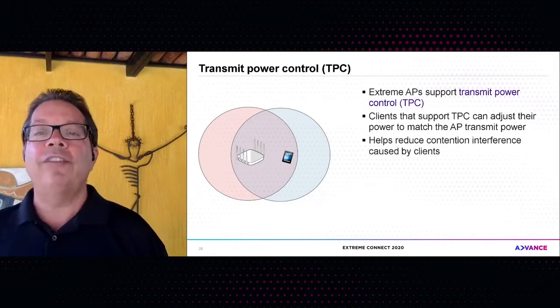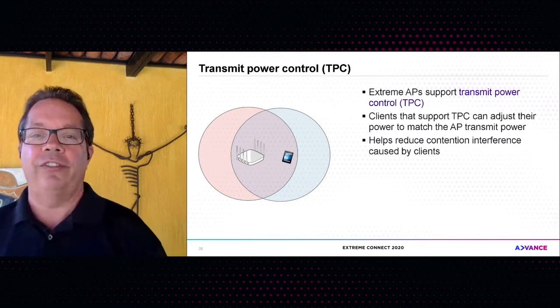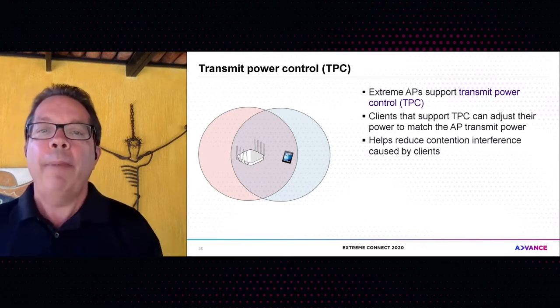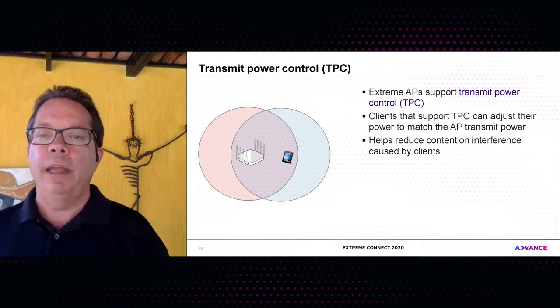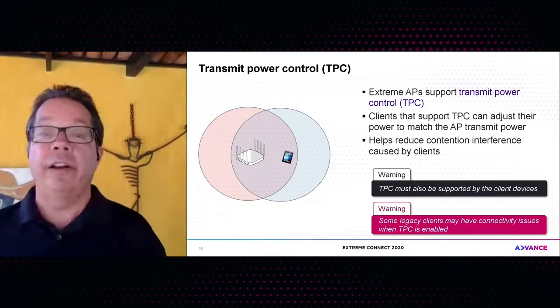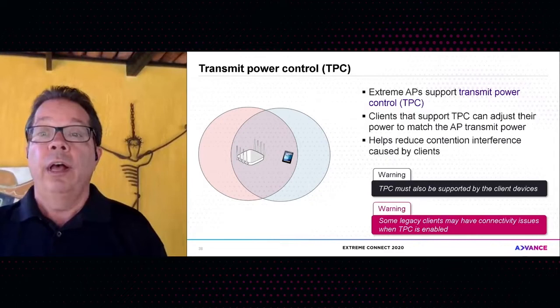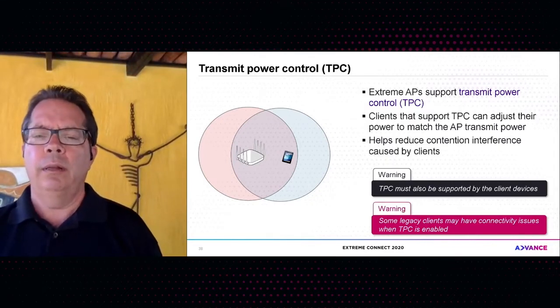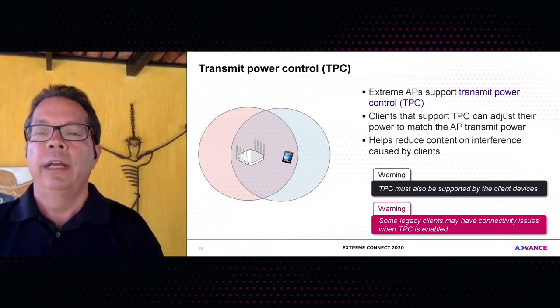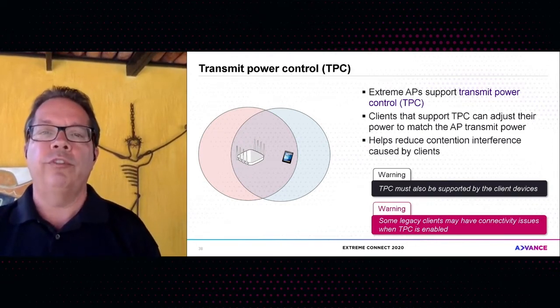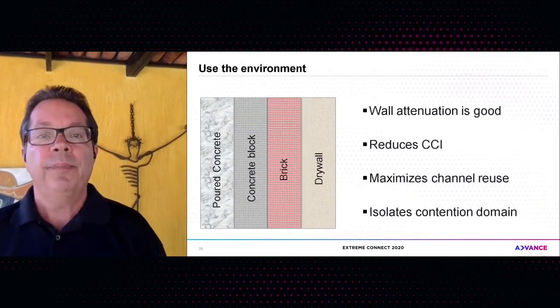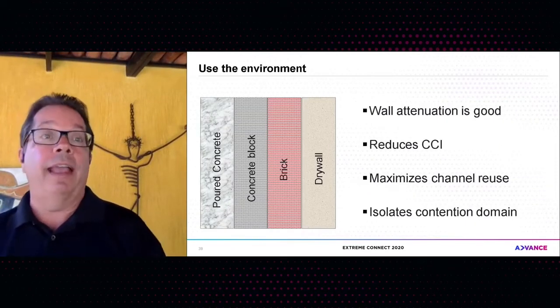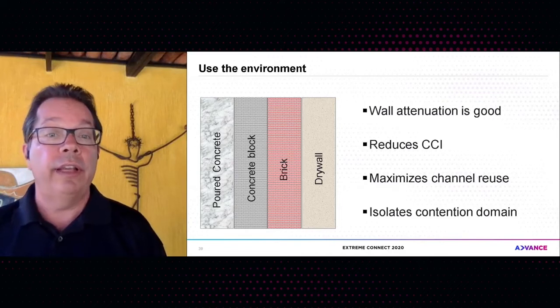And who is the number one cause of co-channel interference? Clients. So by powering down the clients to match the AP, effectively what you're doing is reducing co-channel interference caused by clients. Just understand it must be supported by the clients for this to work. Most modern clients support this now, and just understand that some legacy clients might have connectivity issues with transmit power control enabled.